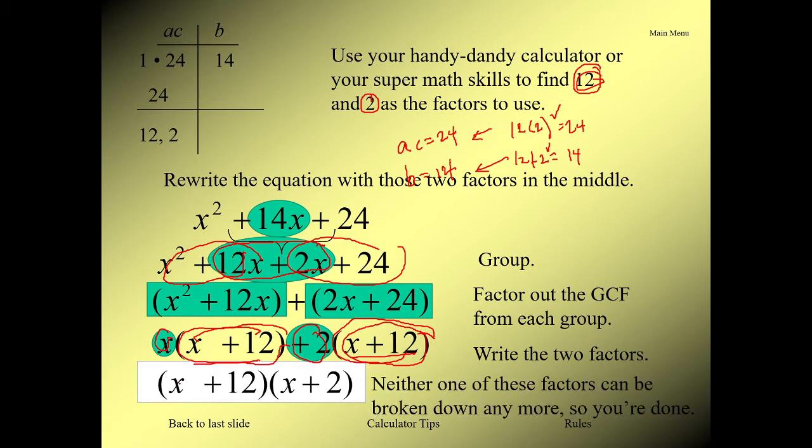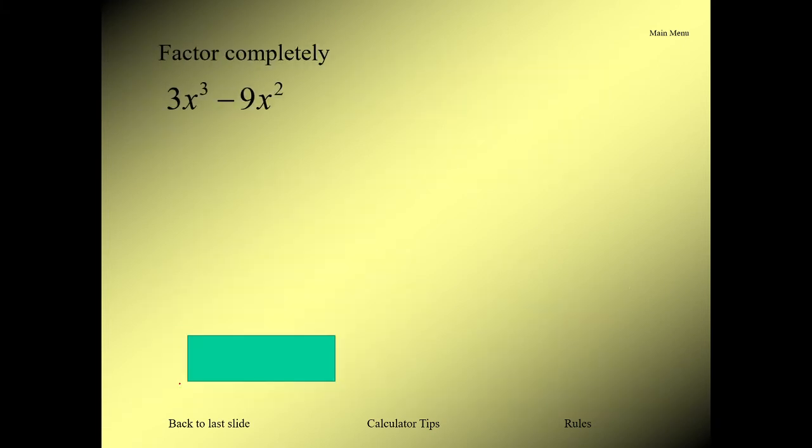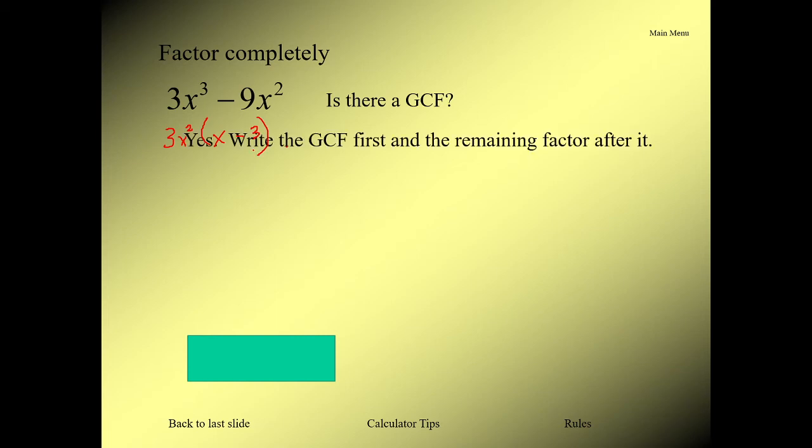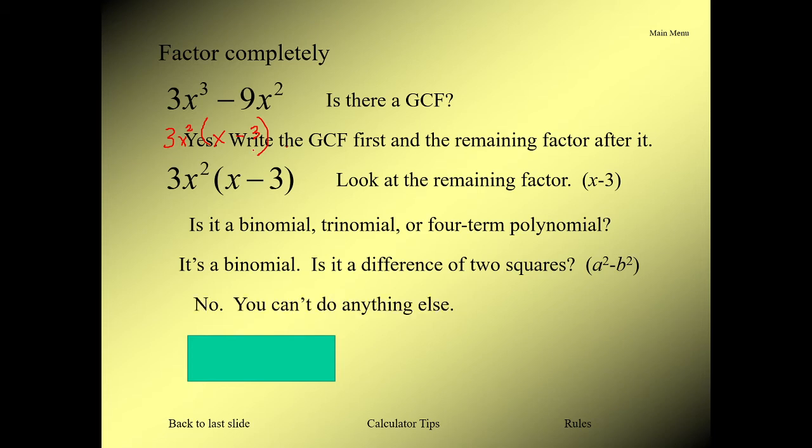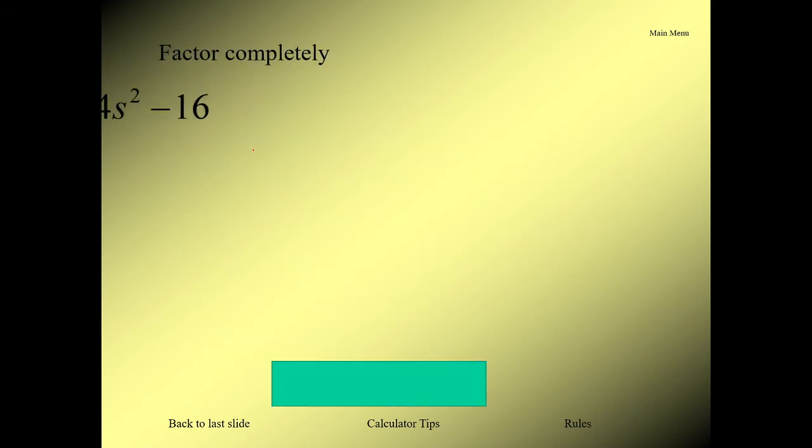Neither of the two factors can be broken down, so you're done. Factor out completely. Is there a GCF? There is. The GCF here is 3x squared, right? 3x squared times x minus 3. I believe that this is already the final factored form since it cannot be broken down into pieces anymore. Very easy, right? Let's proceed with another example.